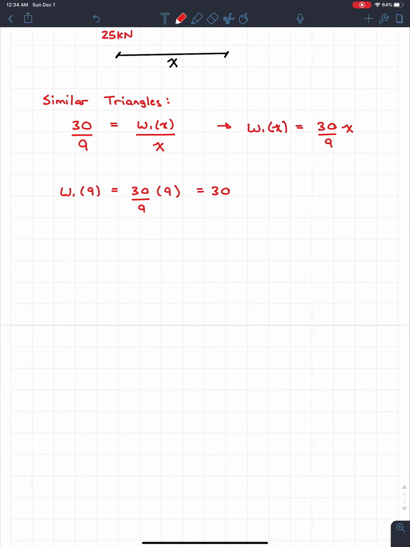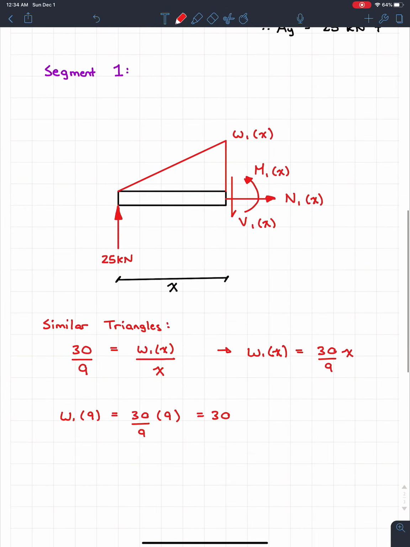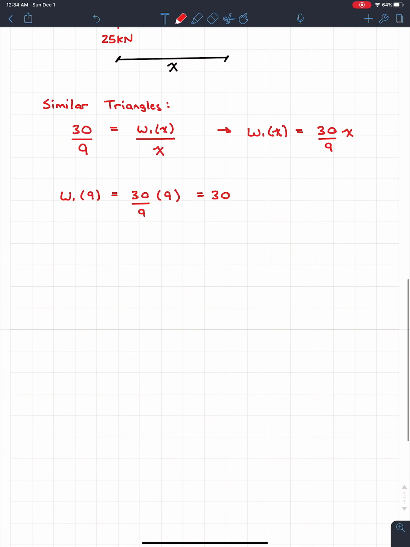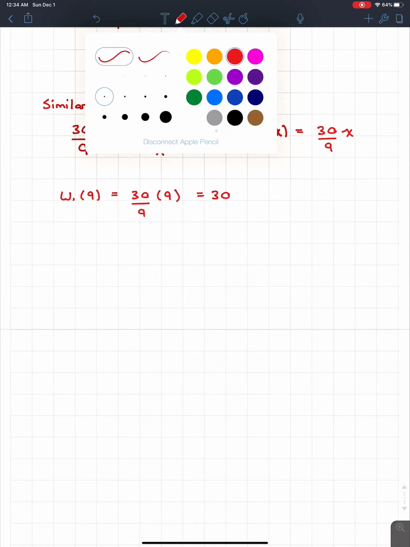Excuse me. Throat's a little bit dry lately. All right. The reason why we need w1 of x is because we know that this distributed load actually acts at a point. So this is just like F1 before, but since it's not exactly F1, we're going to call this F2. And since we now know what w is, as well as the length of the triangle, we can find out what F2 is.